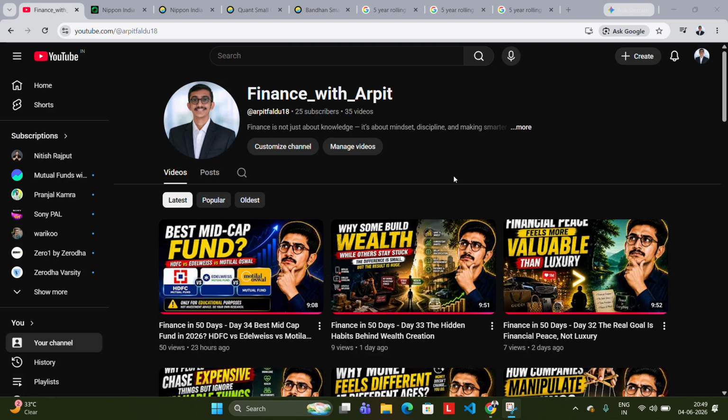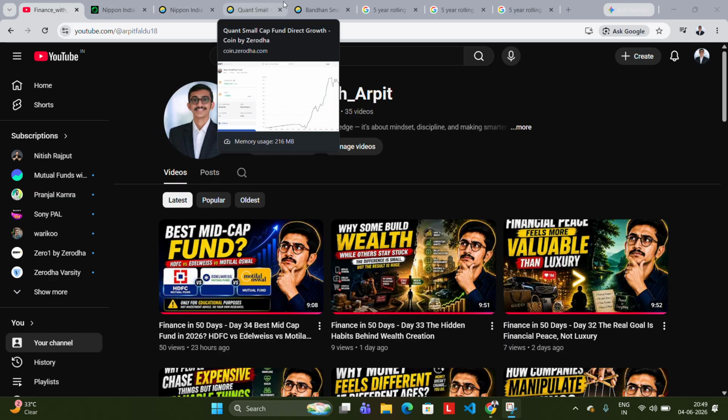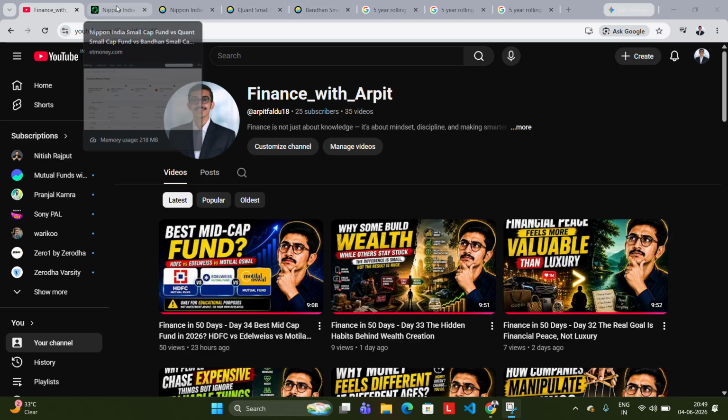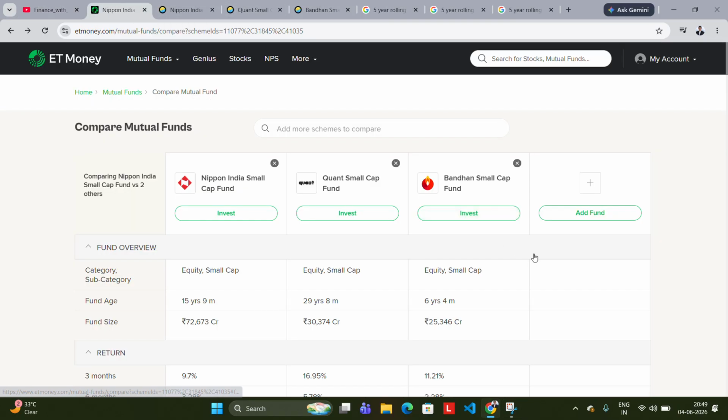Welcome back again. Today we are back with another comparison of the mutual funds in the small cap category. We will compare three popular small cap funds: the Nippon India Small Cap Fund, Quant India Small Cap Fund, and the Bandhan Small Cap Fund. Okay, so let's get started with the comparison.